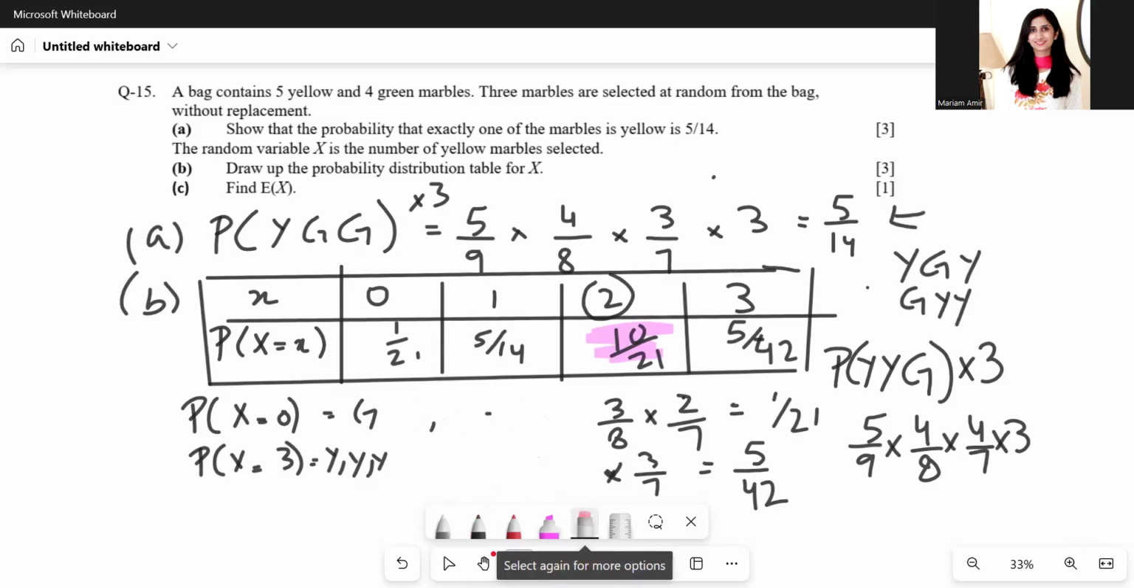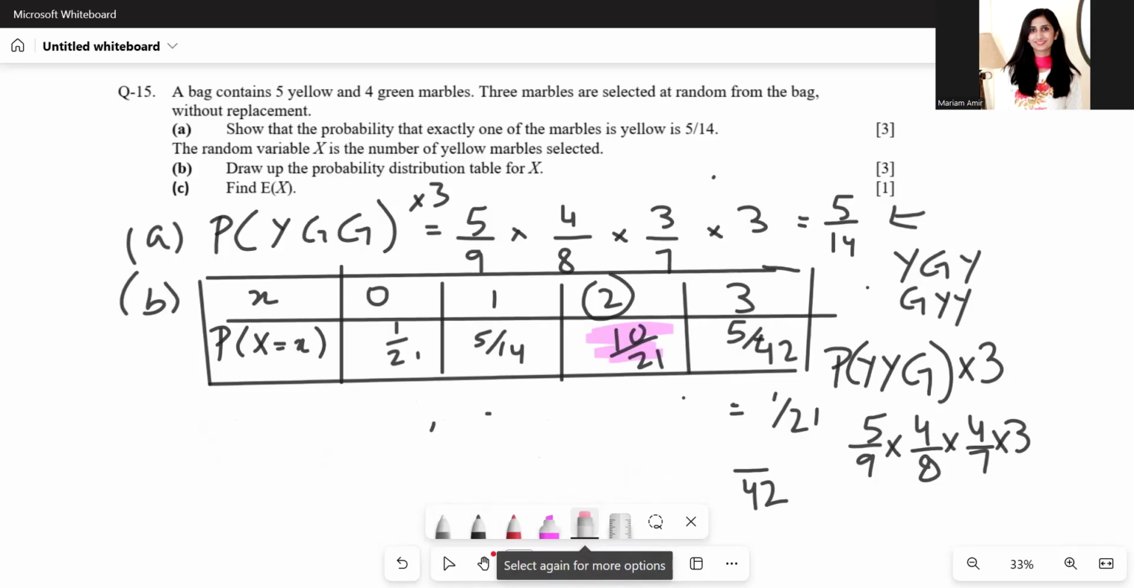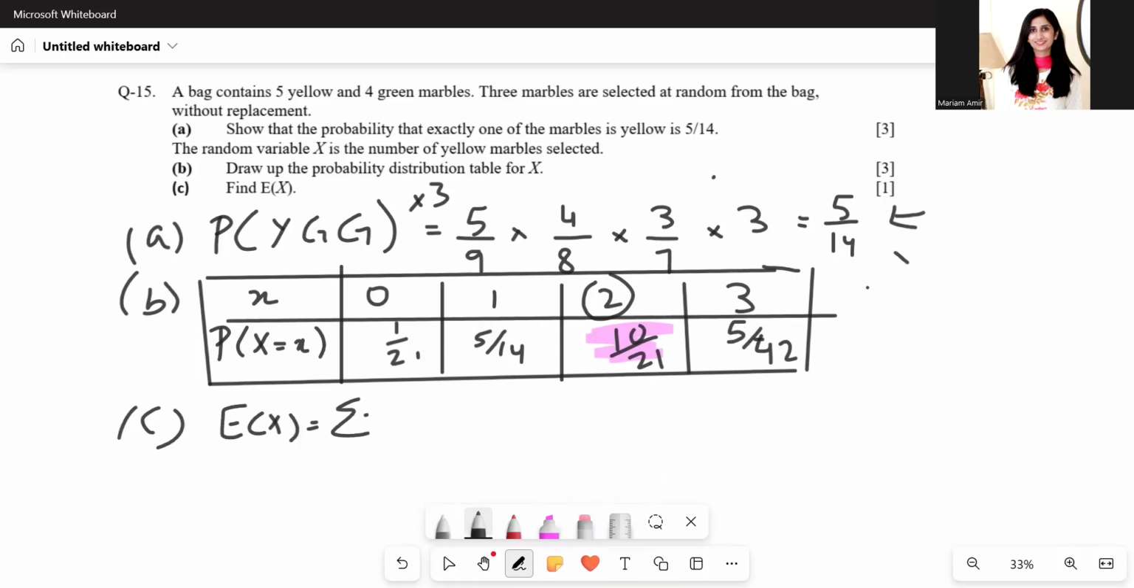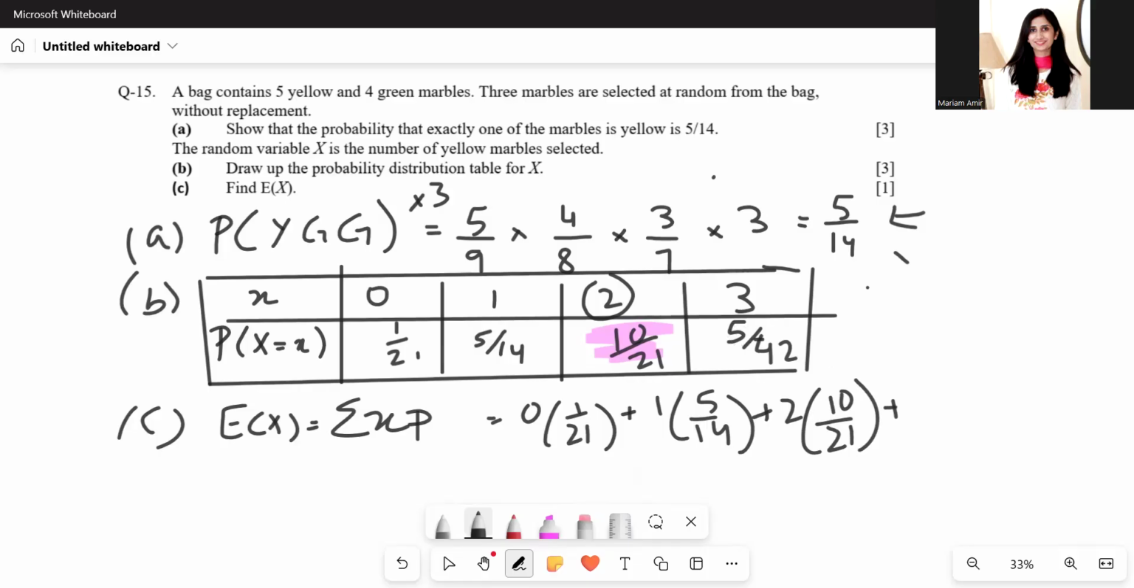We have our probability distribution table. In part C, we have to find the expected value. For this, we have a formula given in the formula sheet as well, which is expected value equals summation of x times probability. So x is 0, probability is 1 by 21, plus x is 1, probability is 5 by 14, then x is 2, probability is 10 by 21, and then x is 3, and probability is 5 by 42. All of this gives us 5 upon 3.